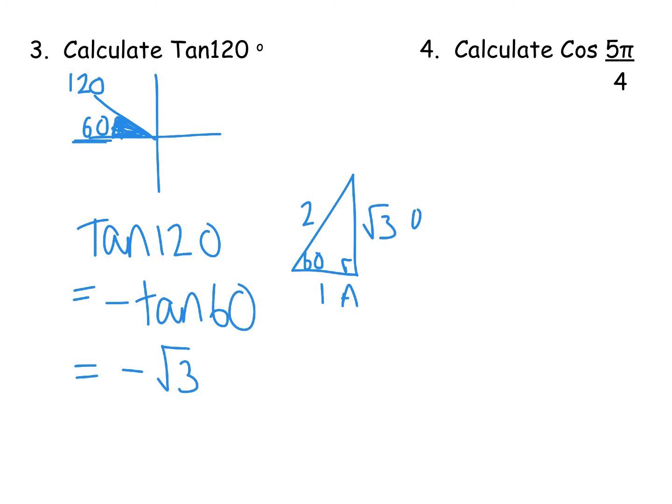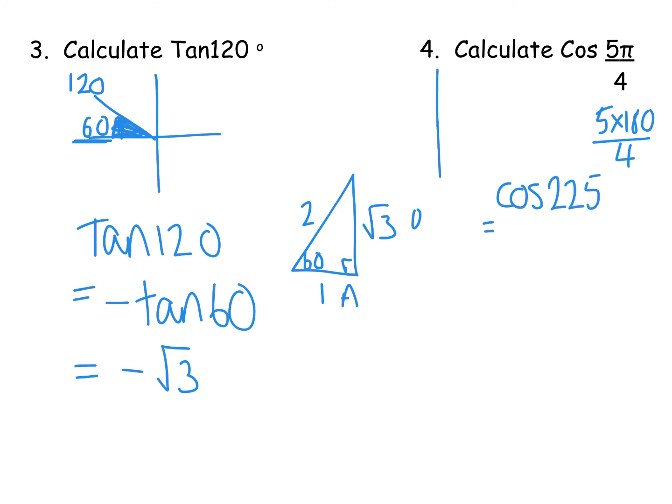Next one, cos of 5 pi over 4. You might be thinking, oh, what's 5 pi over 4? So let's remind yourselves how to do that again. So that is doing 5 times 180 all over 4. 180 divided by 4 is 45. 45 times 5 is 225. So we're really looking at cos 225.